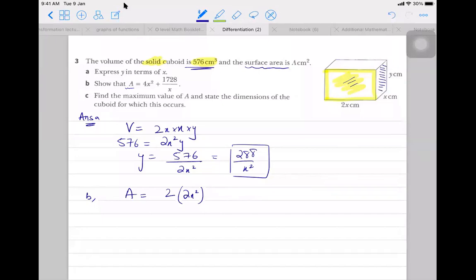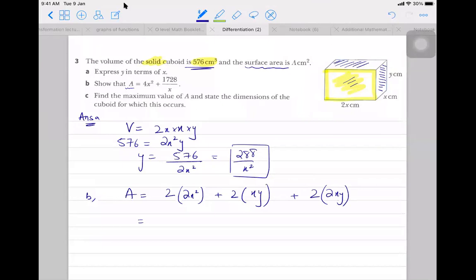What is the area of this face? X into Y. And how many such faces are there? There are two. One face at the right and one face at the left. So 2 times xy. And then finally we have the top face. What is going to be the area of the top face? 2x into y, and then times by 2, because there is also a bottom face. So this is the total surface area.